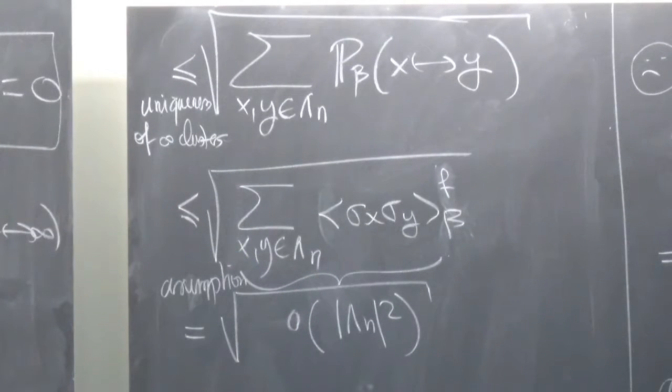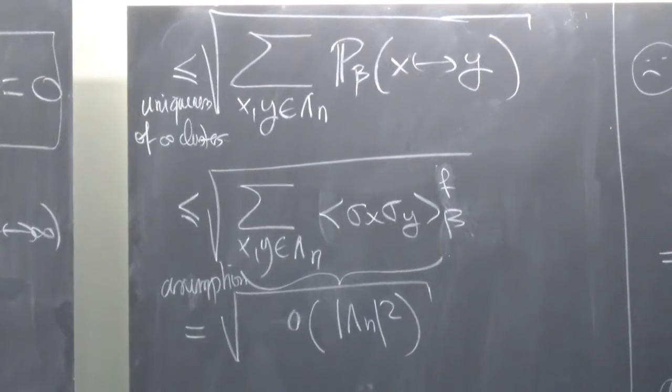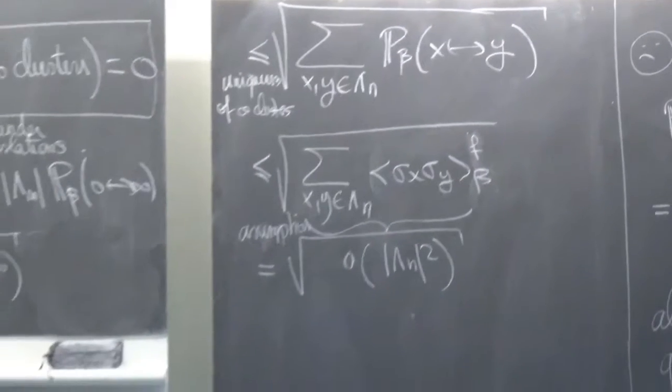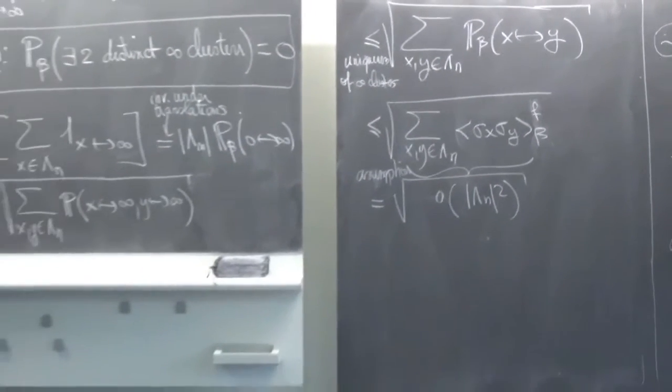So here, something to be remembered is that the two-point function indeed implies the absence of infinite cluster without the FKG inequality. So you don't need it, as long as you have uniqueness, which you also need if you want to do the thing with the FKG inequality.